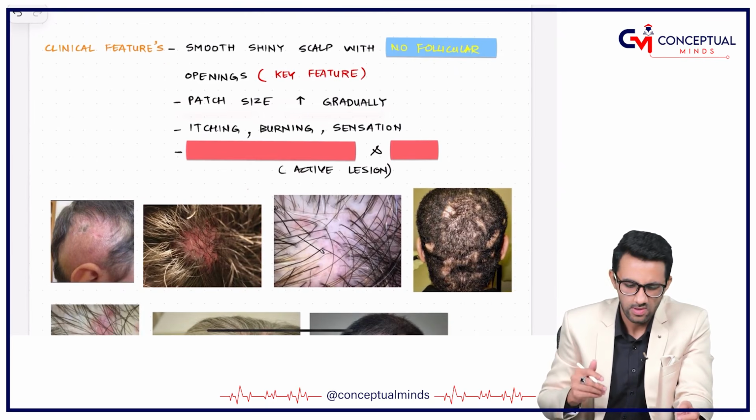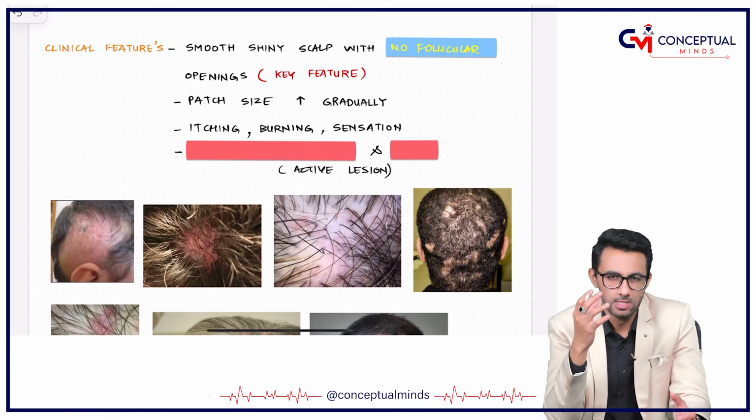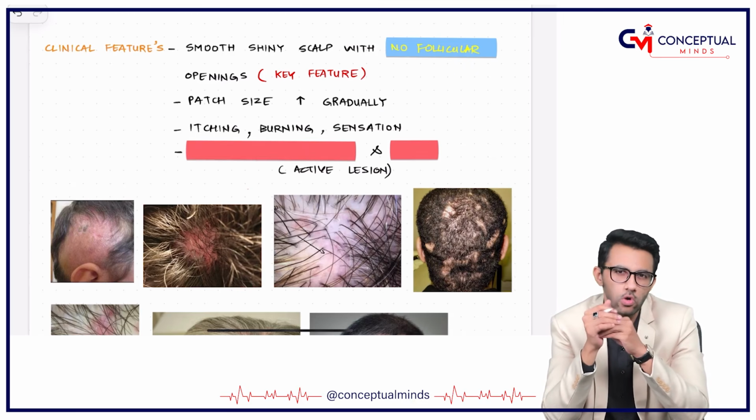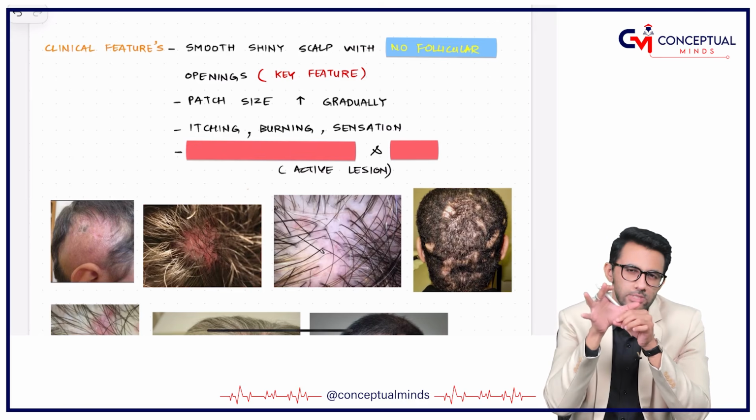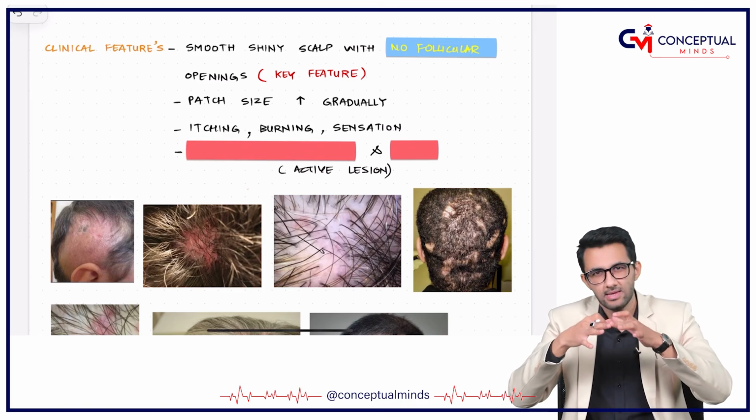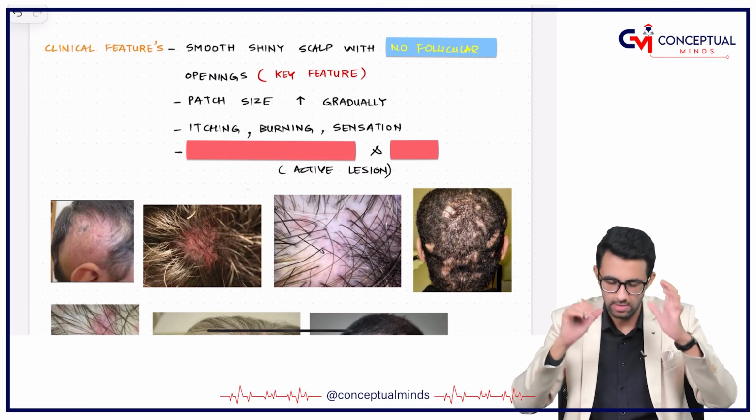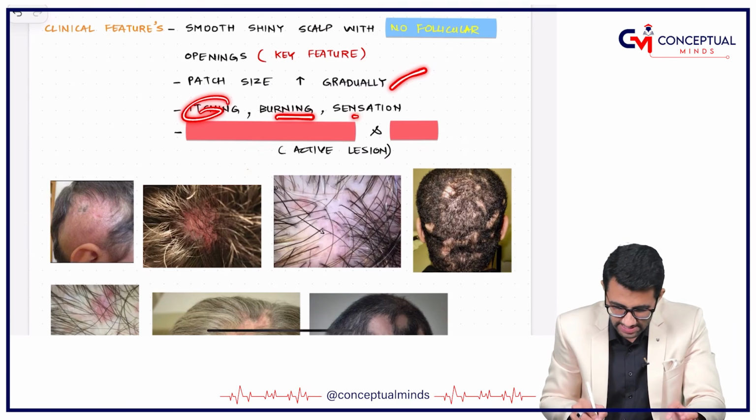Now we have the patch size, which is increasing gradually because of certain etiologies. Could be because of the LPP. In LPP, because it is an autoimmune condition, if the immune system reaction increases in strength, the size would be enlarged slowly and slowly. As simple as that. So patch size increases gradually.